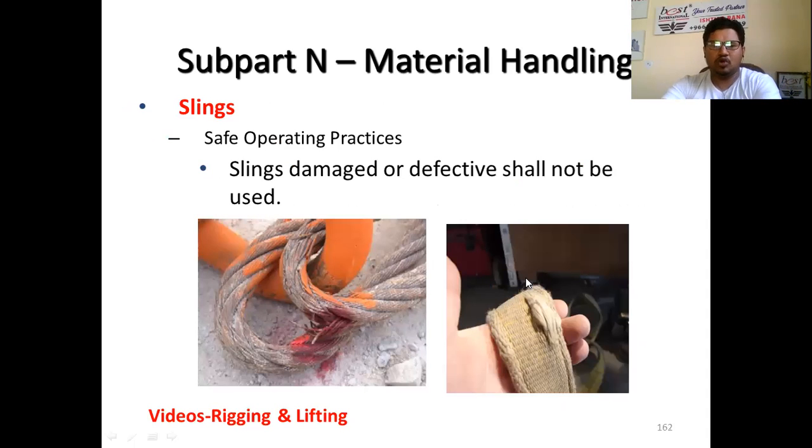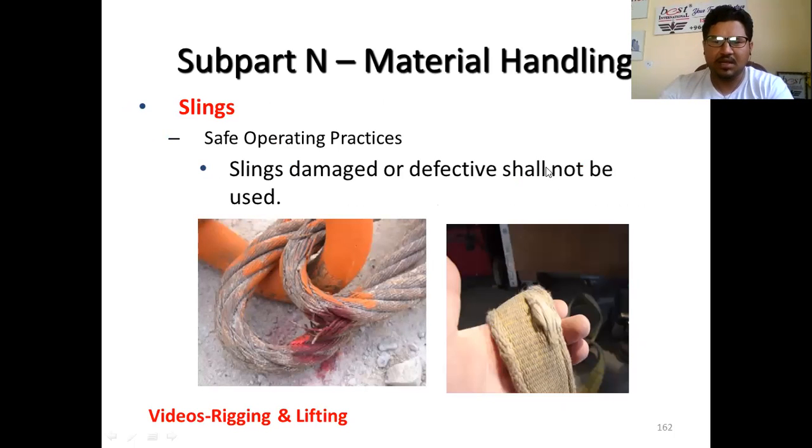Yes, always keep watching, and there must be third-party inspections of your heavy equipment and your rigging and lifting equipment, especially the slings. Any slings that are damaged or defective shall not be used, and must be removed. So you can watch some rigging and lifting videos from YouTube, or even go to the OSHA website and see what mistakes people are still making.